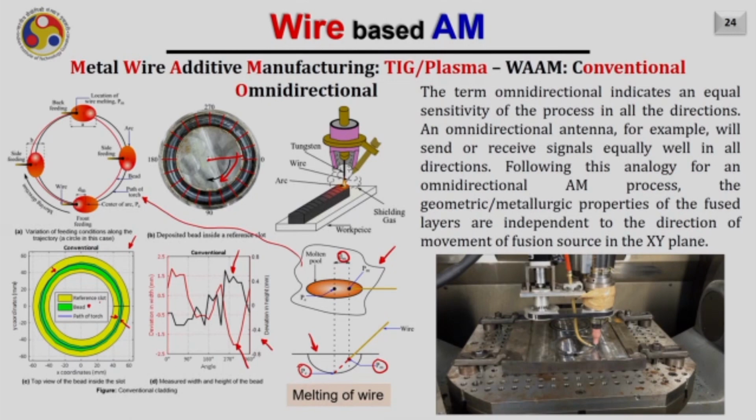Another issue is, assume that there is an arc on the top here and some of the energy of the arc is getting absorbed by the wire at this portion. As a result, the penetration in the substrate will not be uniform. It will be higher on this side, while the penetration in the substrate will be low on this side. So, due to that also you will get a non-symmetric penetration into the substrate.